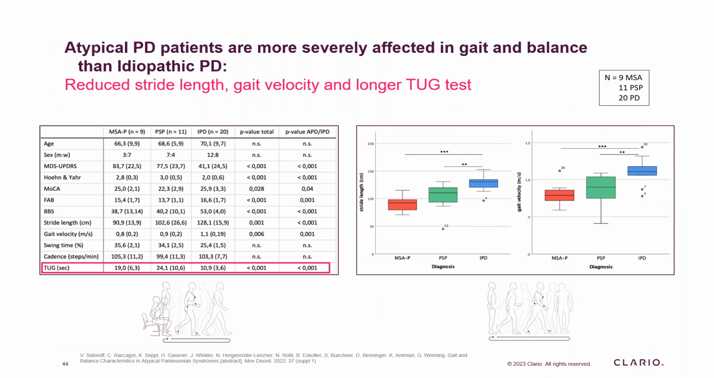Next slide, please. So as we do quantify this by adding wearable sensor technology, or DHTs, we see differences. In this study, if you look at MSA and PSP relative to idiopathic Parkinson's disease, we see more severely affected gait and balance, specifically reduced stride length, gait velocity, and a longer time on the TUG test, timed up and go test.